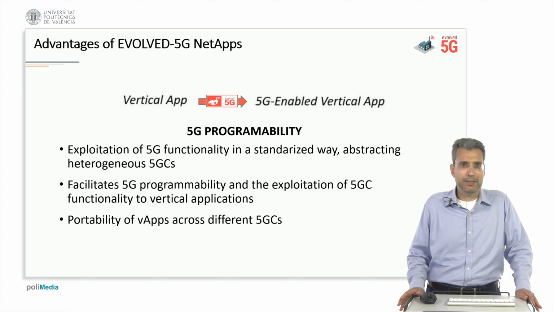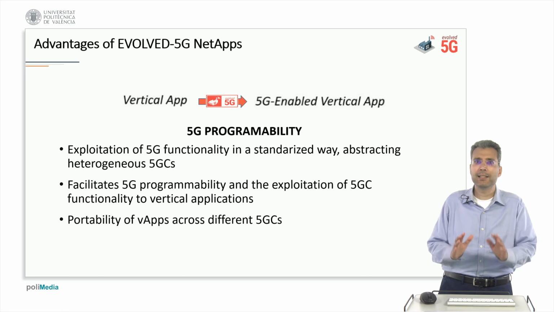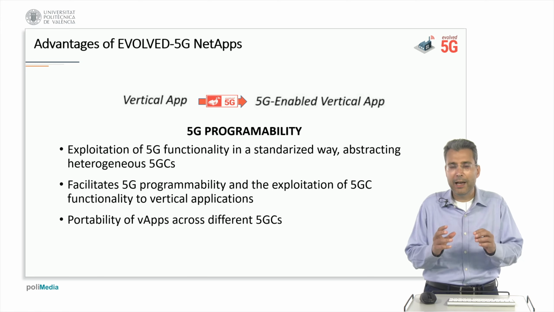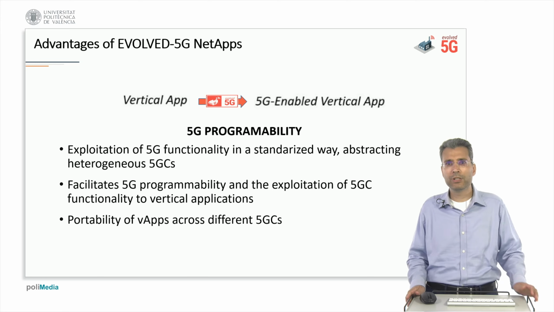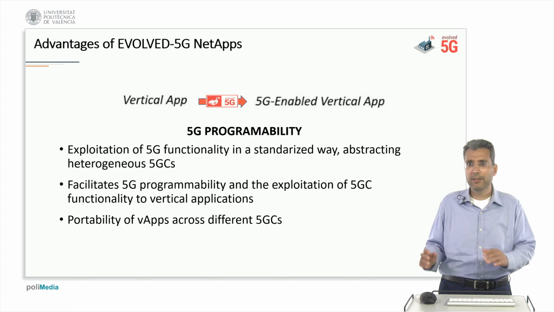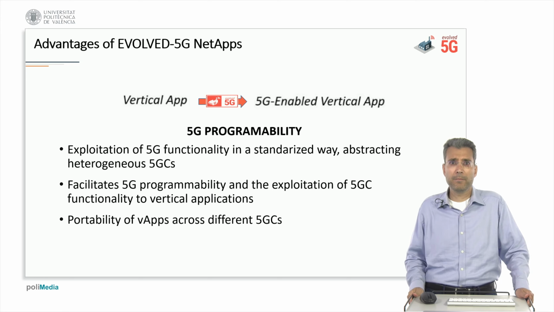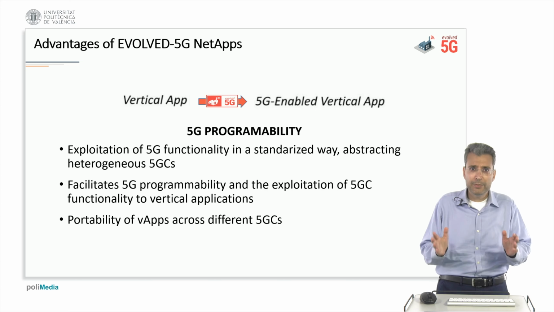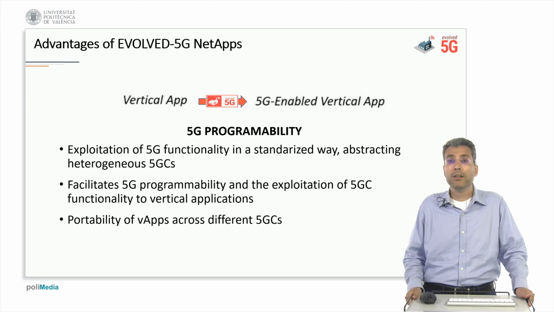So, what are other advantages of Evolved-5G NetApps? First of all is the exploitation of the 5G functionality in a standardized way, because the southbound interface of the NetApp continues to interact with the 5G core system in a standardized way. And what it does, it abstracts these native APIs of the 5G core network into more user-friendly business APIs for the vertical industries. Moreover, it facilitates 5G programmability, because the whole interaction now happens through these business APIs, which are consuming the native 5G core APIs.